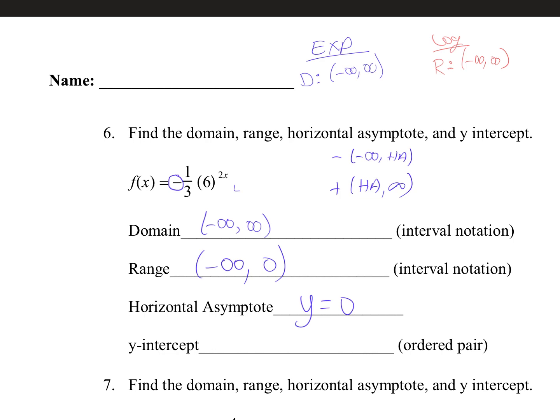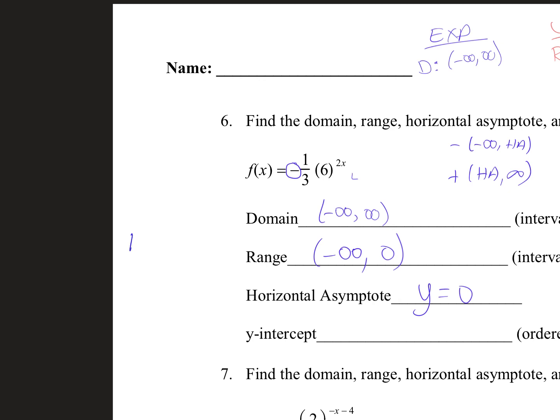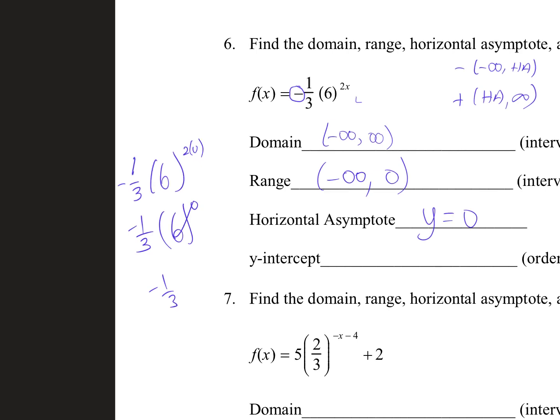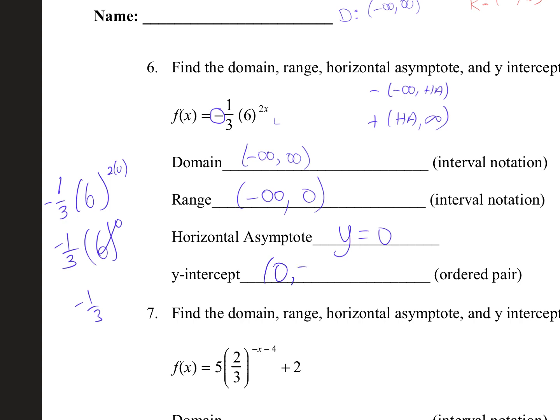X. Now, I understand you guys are going to have a calculator. So if you want to put this in your calculator, that's fine. You'd have negative 1/3, and then you have 6 to the 2 times 0 power. Right? I have negative 1/3, and then I have 6 to the 0 power. What is 6 to the 0 power? 1. So this is negative 1/3. Some of you are going to put this in your calculator and get what? Negative 0.666666, right? It doesn't matter. I don't care. I'm going to leave it in fraction form just because I like the way it looks better. So I have 0, negative 1/3.